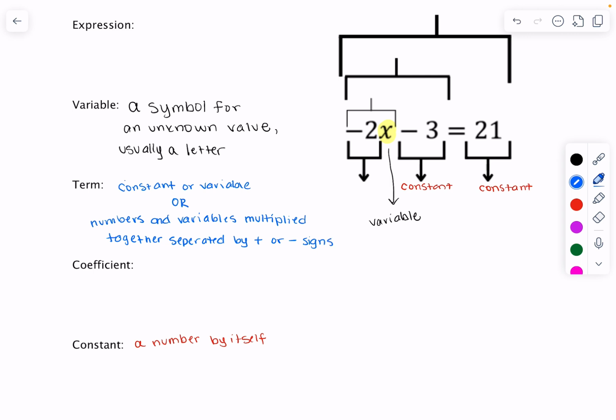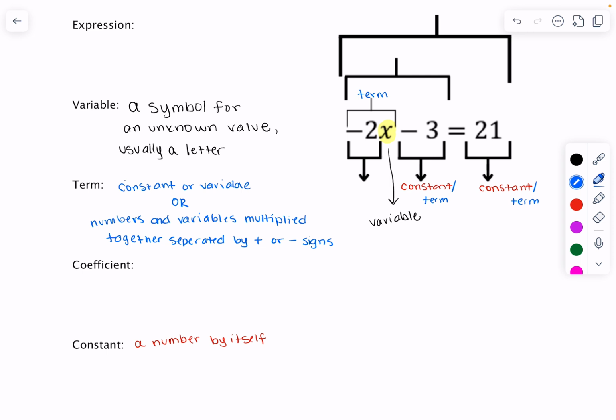So if we look at the graphic, there's a few terms in here. This negative 2x is considered a term. It's got a negative 2 and an x right next to each other. The negative 2 and the x are not separated by a plus or a minus, so that whole thing is called a term. Also, this negative 3 can be considered a term, and so can the 21. It's both a term and a constant. A constant is always a term. So we can name it both things.